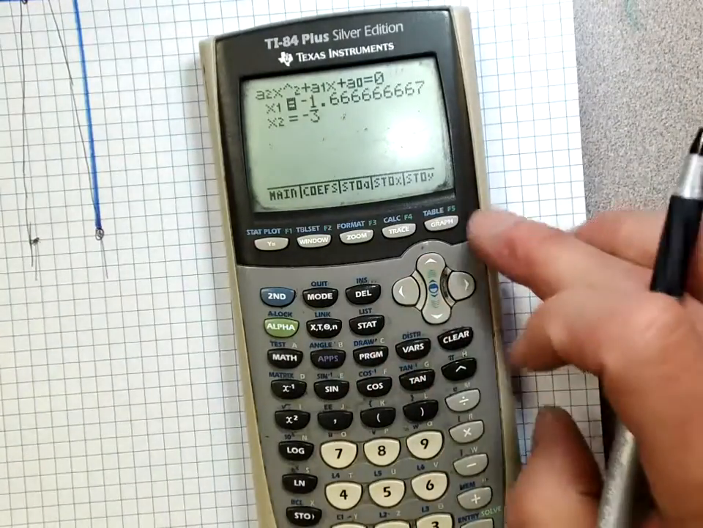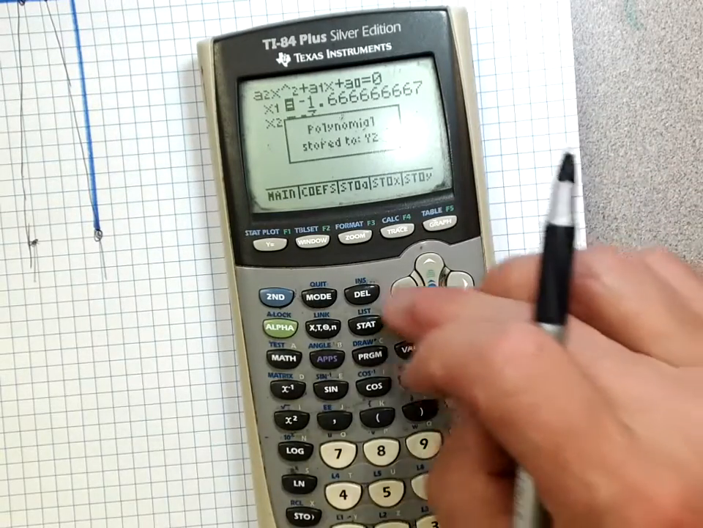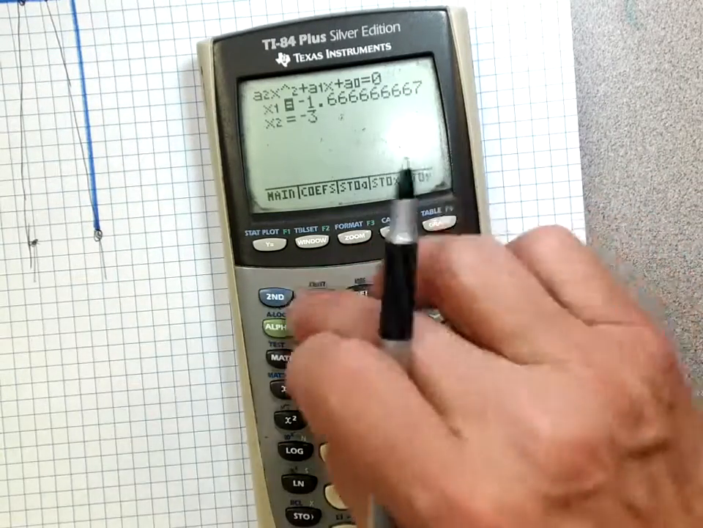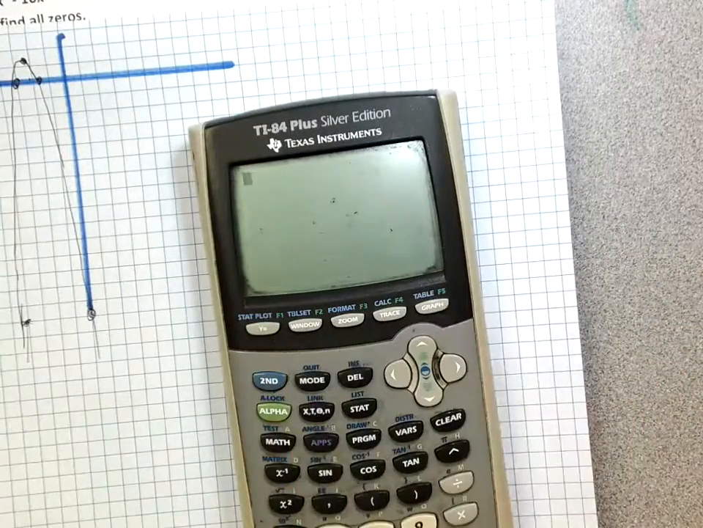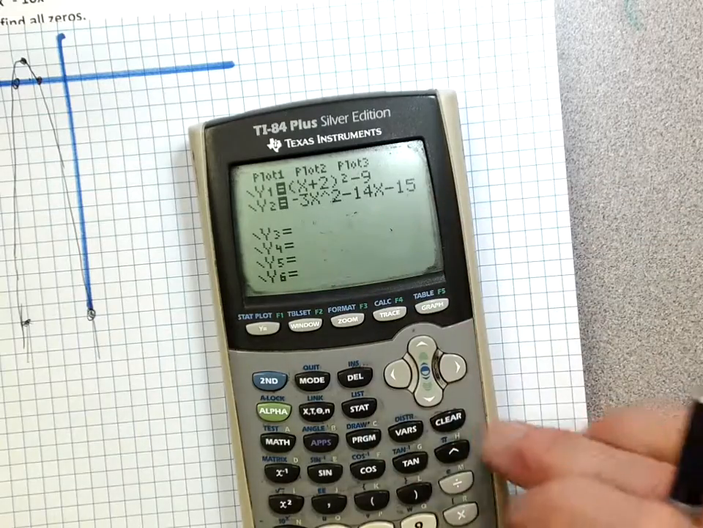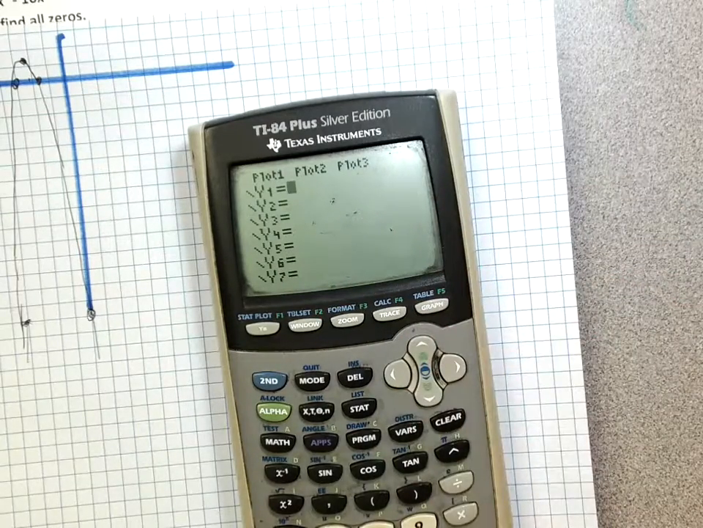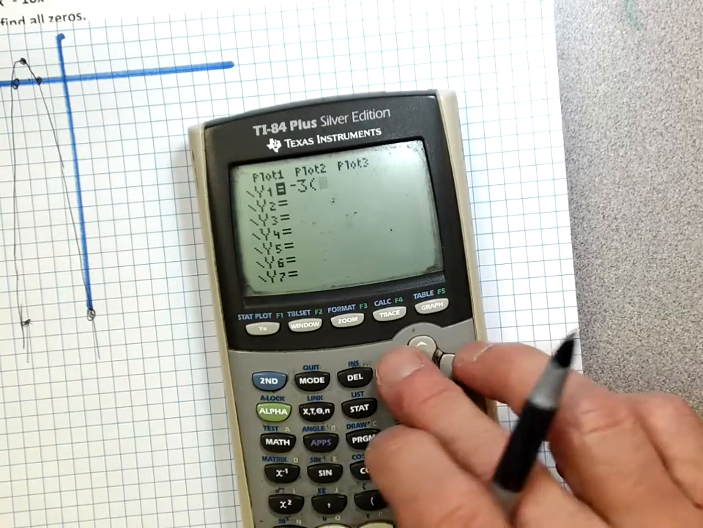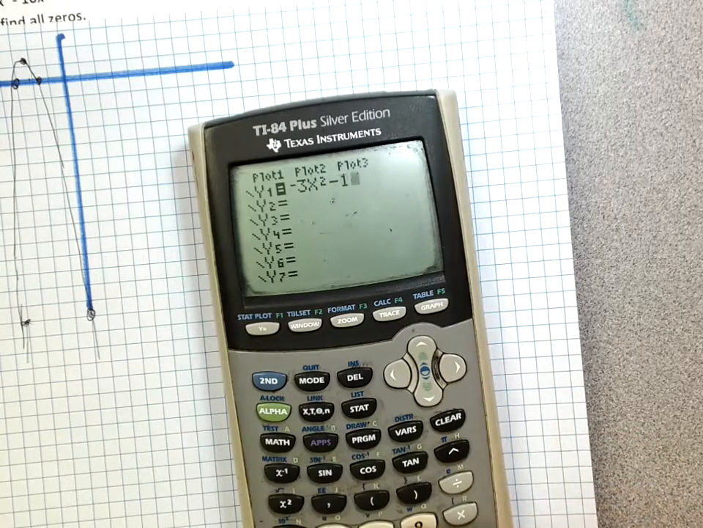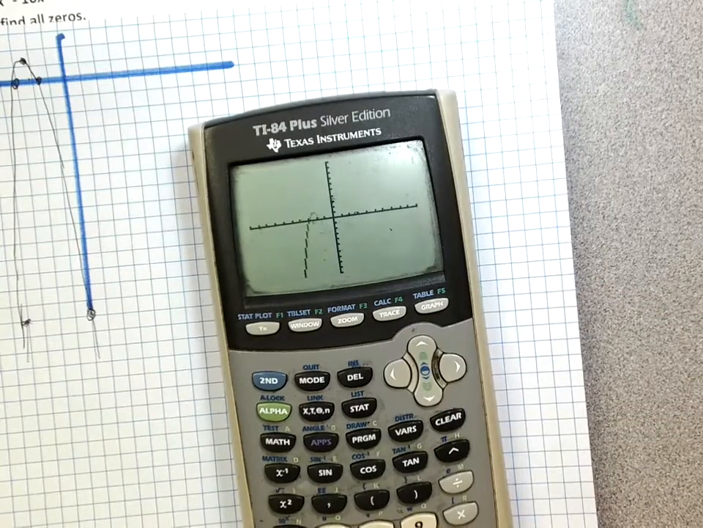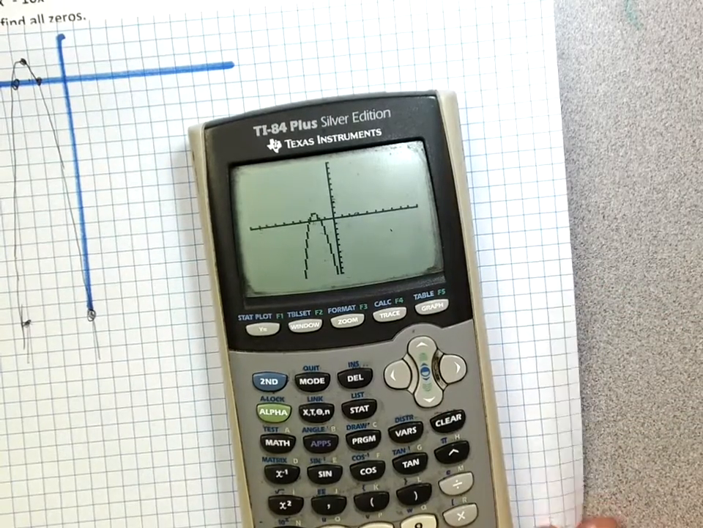Now I'm sure a lot of you guys are just going to graph it anyway, so let's take a look at the graph. I am on number 3. Let's go to negative 3 times x squared minus 14x minus 15. Graph it. Hey, it looks like just what I have, doesn't it? What do you know?